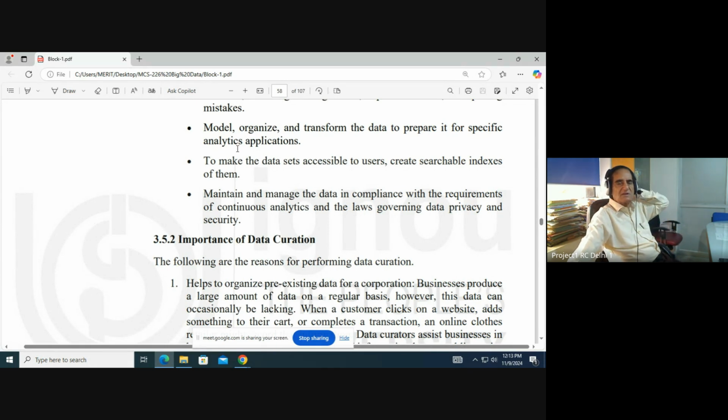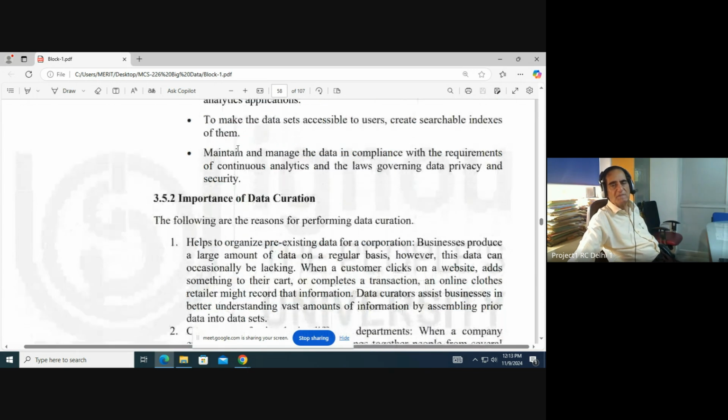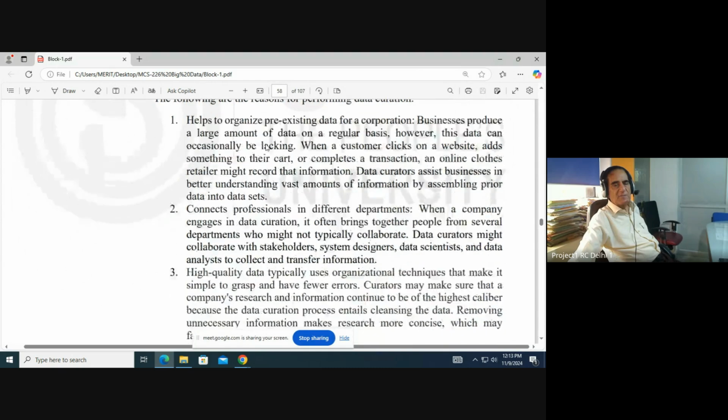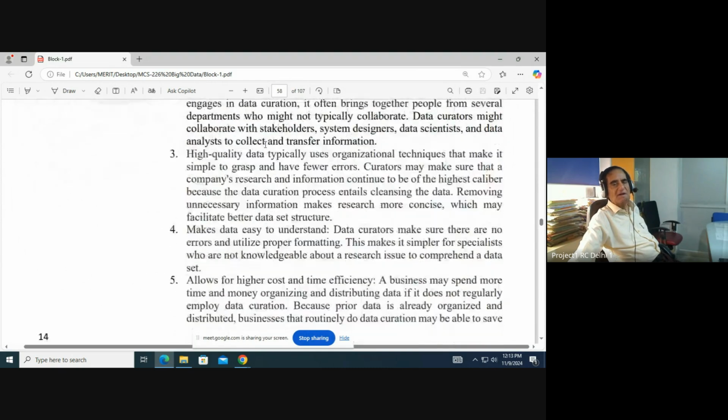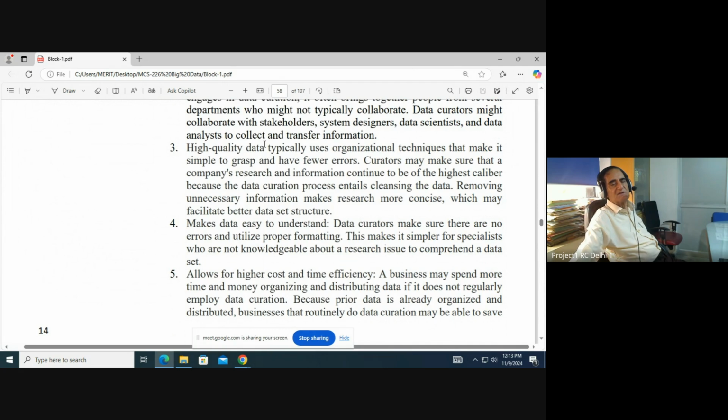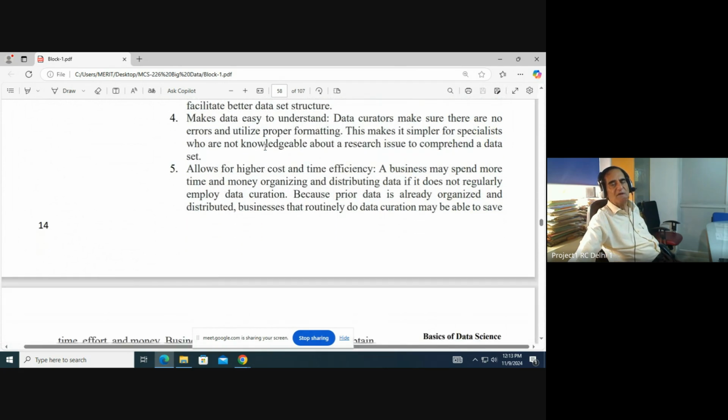Importance of data curation. The following are the reasons for performing data curation. It helps to organize pre-existing data for a corporation. So all these you can study. Connect professionals. High quality data typically makes data easy to understand and allows for higher cost and time efficiency.